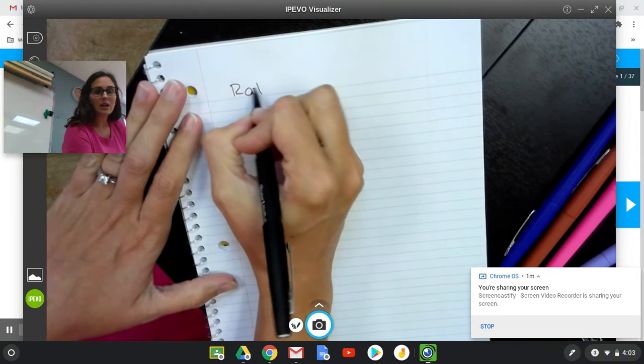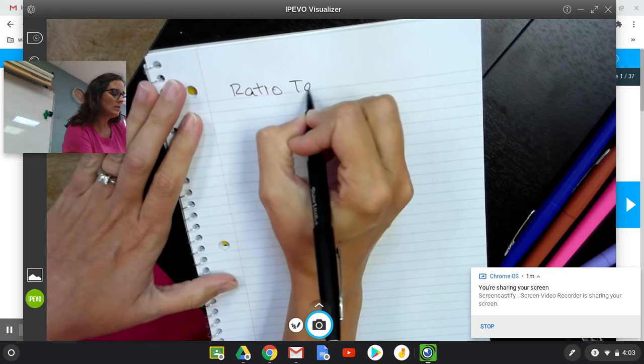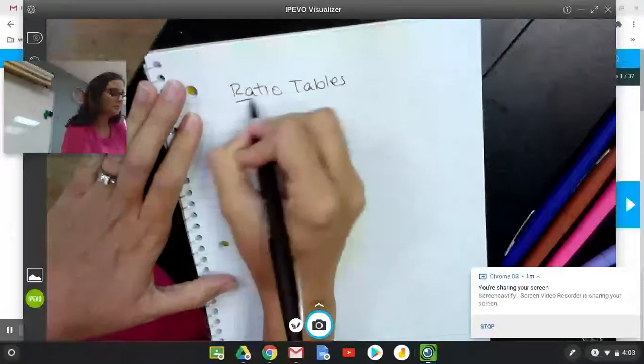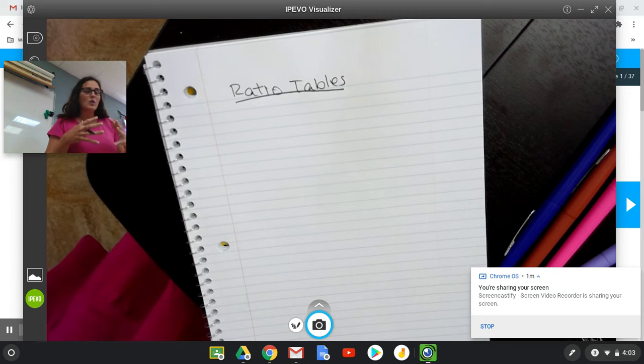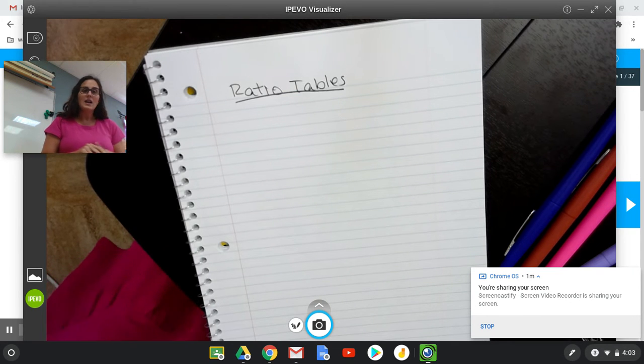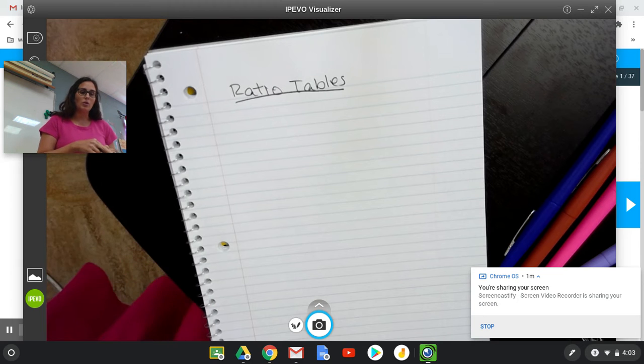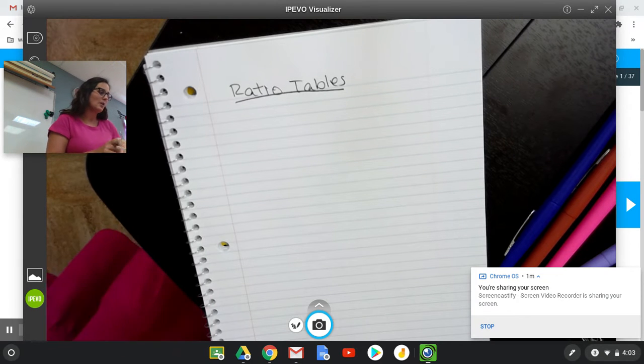So today we're going to be talking about ratio tables. So we've talked about what a ratio is. A ratio is just a way that we can compare two quantities. So let's actually put this into a real world example for ratios.